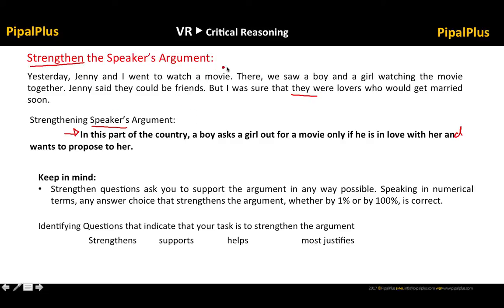Again, you strengthen the speaker's argument by strengthening the assumption that the speaker has made. These are some of the words that will help you identify the question which is asking you to strengthen the argument. Which of the following most justifies what the speaker is saying, or supports what the speaker is saying, or strengthens what the speaker is saying?